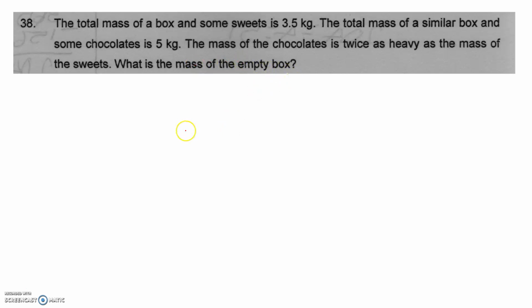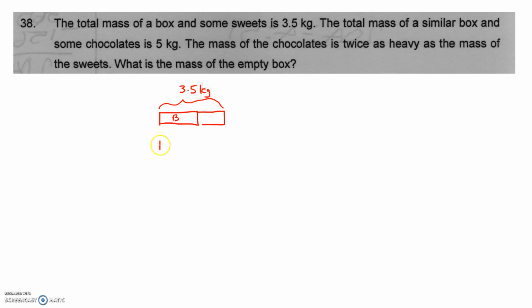Now this one, your model is drawn wrongly. Okay, you misunderstood the question. Now, let me do for you the total mass of a box. Okay, we have the box. This is the box, plus some sweets, we don't know. The whole thing is 3.5 kg. Let me write in kg here.